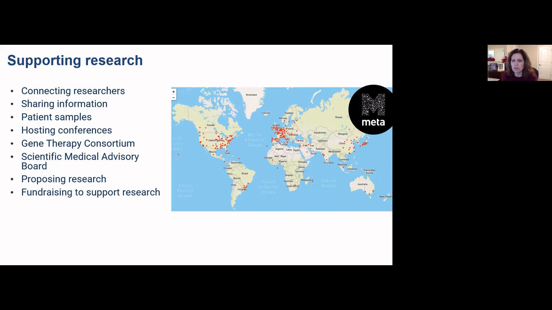We have a patient registry so that we are able to accurately represent the patient voice with researchers. We have a gene therapy consortium that brings together several different groups that are looking into gene therapy. And we have a scientific medical advisory board. We bring research suggestions to these researchers. We funded 4 different fellowships for 2022, and we keep fundraising to support more research. So we do all we can to help everyone move forward in research. Next slide, please.